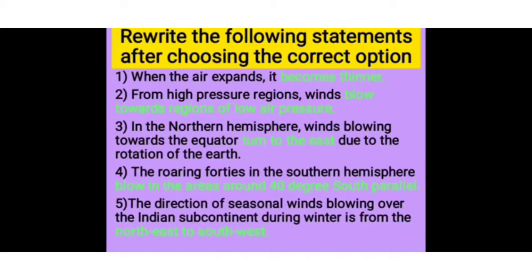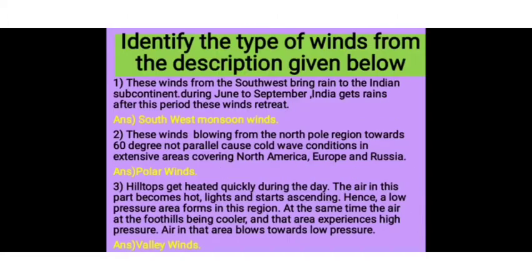Number 5. The direction of seasonal winds blowing over the Indian subcontinent during winter is from the northeast to southwest. Identify the types of winds from the description given below. Number 1. These winds from the southwest bring rain to the Indian subcontinent during June to September. India gets rains after this period. These winds retreat. Answer: southwest monsoon winds.